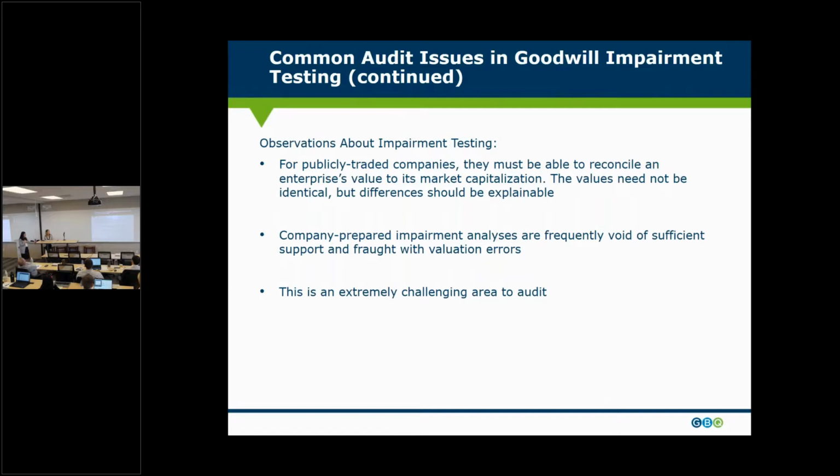Company-prepared impairment analyses are frequently void of sufficient support, and we often see a lot of valuation errors in there. It's a challenging area to audit. That's why most often our work is getting reviewed by the valuation department at the other accounting firm, people who know what the levers are and what the key assumptions are. It's a challenging area to audit unless you're familiar.